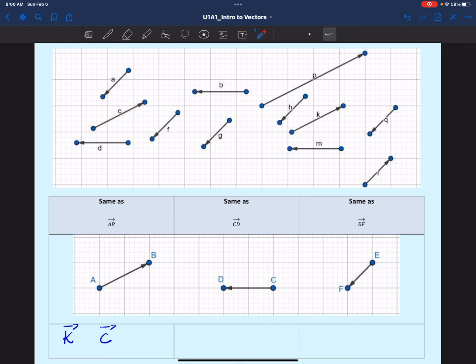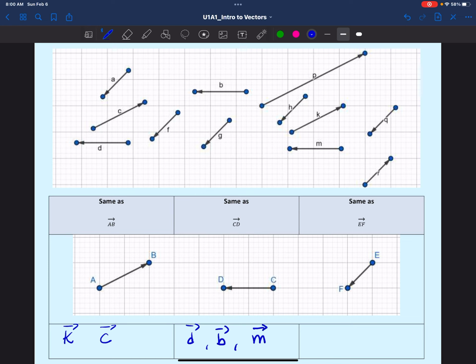Now for vector CD, we have to look for horizontal vectors. So we have vector D, we have vector B, we have vector M. So we'll say vectors D, B, and M.